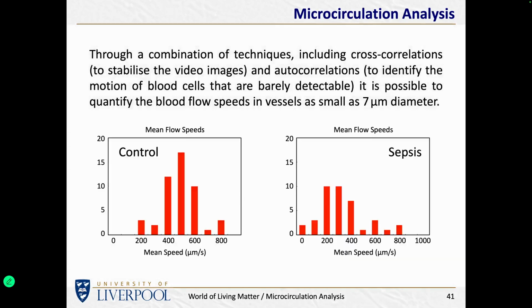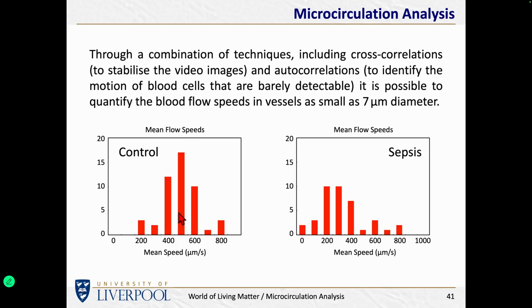And after what seemed like years and was probably many months of trying to code this, I ended up with this sort of thing. If we take a patient who is relatively healthy, in other words, a control patient, and we ask how fast are the blood cells moving, at a given speed, how many vessels appear to have a motion of blood cells at that particular speed? We find that for a healthy patient, most of the blood seems to be moving through the vessel network at a speed of about 500 microns per second, or about half a millimeter per second.